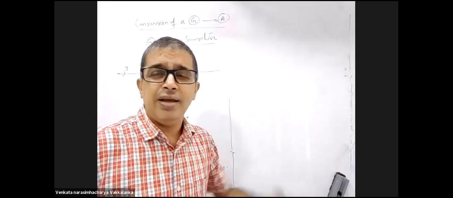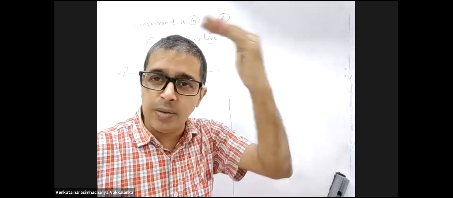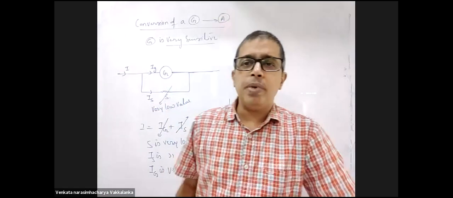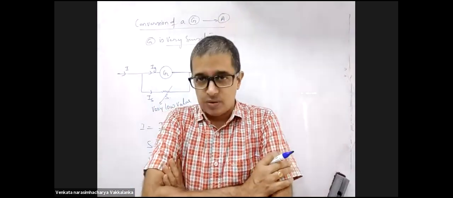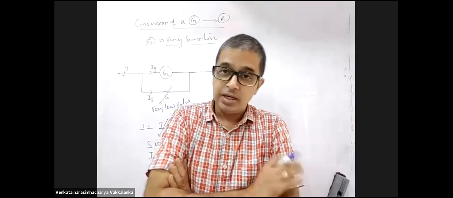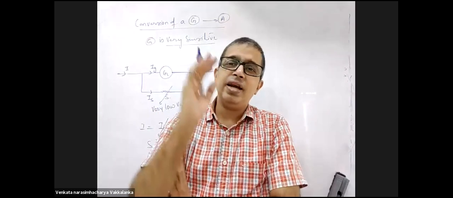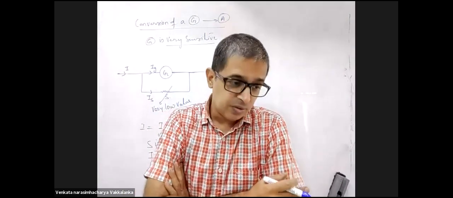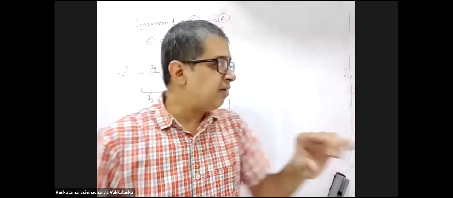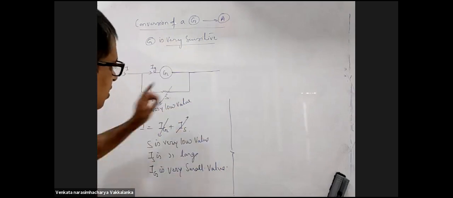What did I say? If two resistances are in parallel, equivalent resistance will be lesser than the least value. 4 and 2 are in parallel. What is the equivalent resistance? 4/3. It's lesser than 2. 5 and 10 are in parallel. Equivalent resistance will be lesser than 5. So effectively, when you have two resistances in parallel, the equivalent resistance will be lesser than S.